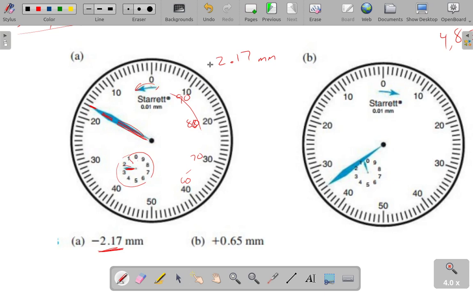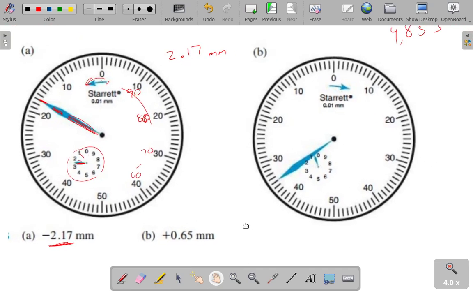The negativity there, I'm not sure where they're getting the negativity from, because when you're measuring something in the real world, I don't know how you get a negative direction. It just doesn't make sense. I think what they're doing here is when it rotates in the counterclockwise direction, it's because the dial gauge has been pulled out, because the dial gauge can be pulled out or pushed in. So I think when it's pulled out, it rotates in the counterclockwise direction, and that's why they say that it's negative 2.17, because pulling out is somehow negative.